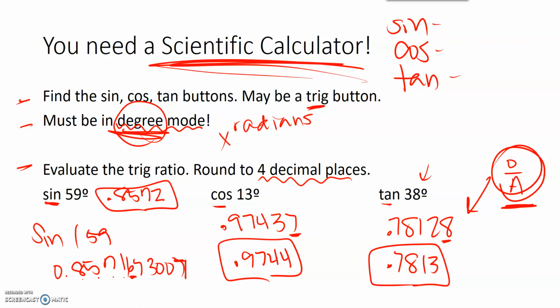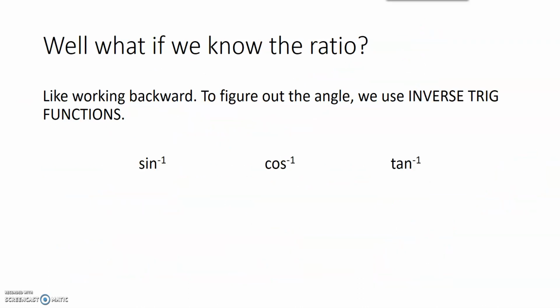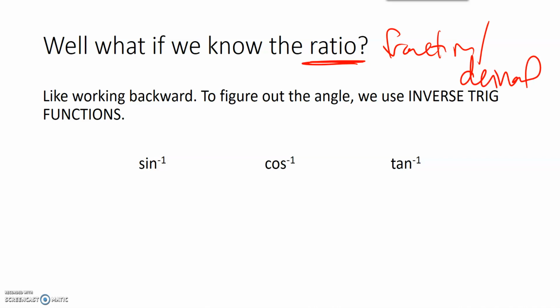And that's important to remember because now as we switch gears, what if I didn't give you the angle? What if I gave you the ratio? What if I gave you the fraction or that decimal that we just came up with? Well, what we would have to do is work backward. Okay, and to figure out the angle, we use the inverse trig functions.